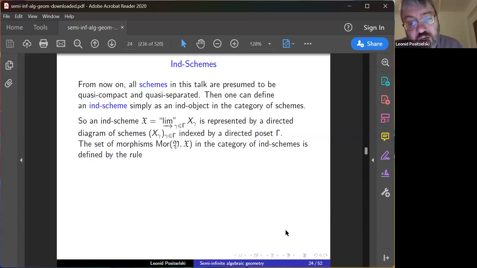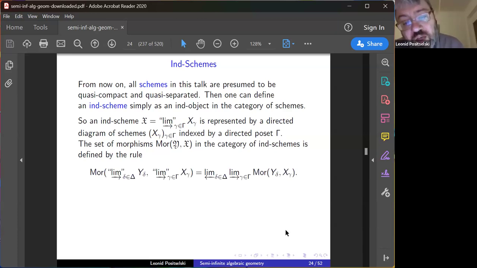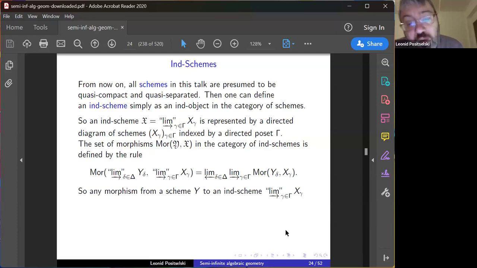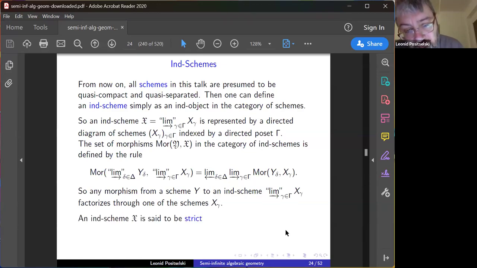The set of morphisms in the category of ind-schemes is defined by the rule: Hom from "direct limit" in quotes to "direct limit" in quotes is the inverse limit of direct limits of Homs from Y_delta to X_gamma. So any morphism from a scheme to an ind-scheme, by the definition, factorizes through one of the schemes in the direct system defining the ind-scheme.